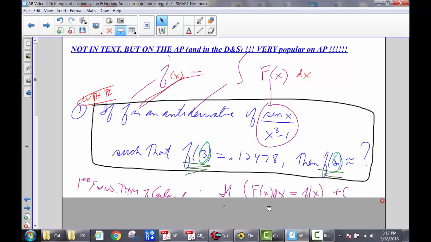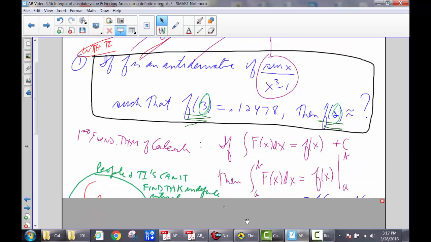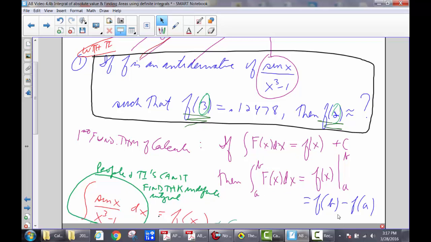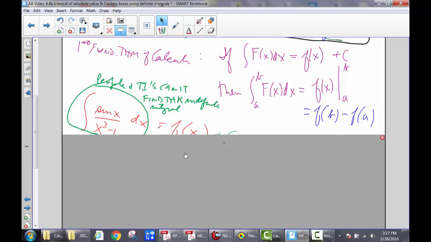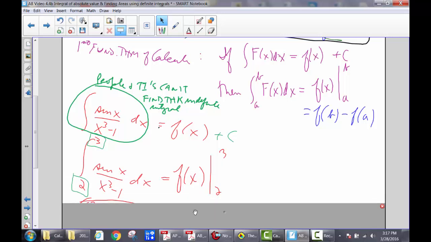This is a really interesting problem because here's how it works. By the first fundamental theorem of calculus, if the integral of big F of x equals little f of x, then the integral from a to b of big F of x is little f of x evaluated from a to b, which is little f of b minus little f of a. So the integral of sine x over x cubed minus 1 dx, they told us was f of x. F of x is an antiderivative of sine x over x cubed minus 1.